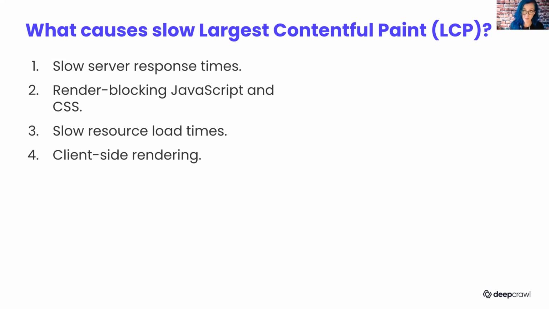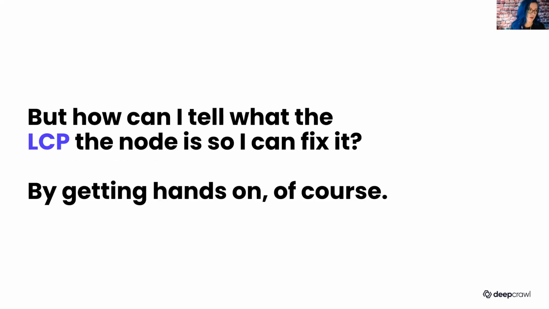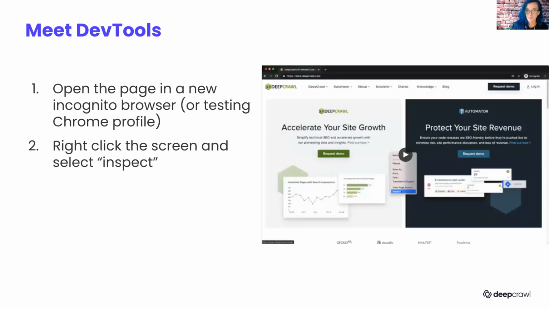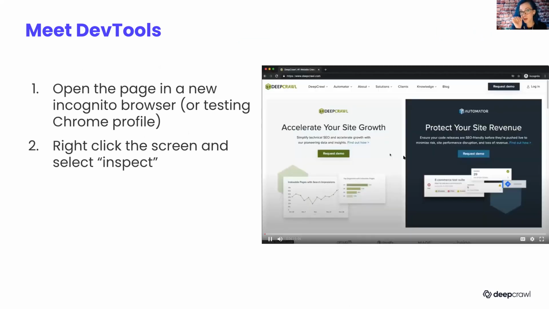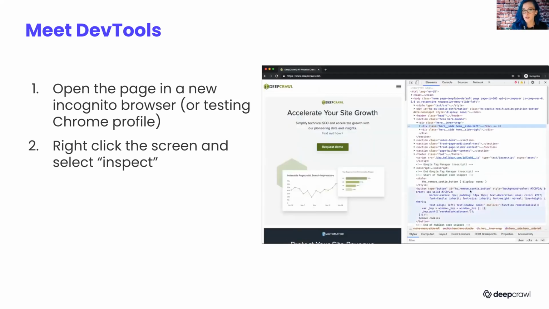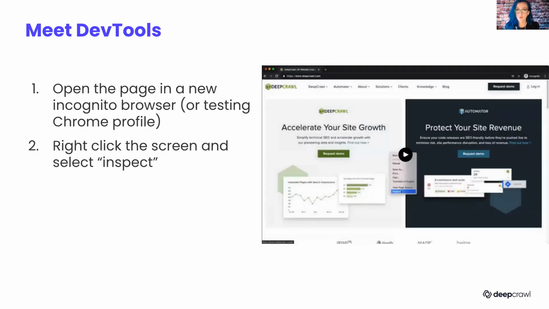So, there can be 4 reasons, and those are pretty big and ambiguous. How do you tell what the node is? And more importantly, how do you tell how to fix it? Well, meet DevTools. This lovely beastie is built into all of your Chrome browsers. You simply have to turn it on. And when we open a page, we can go ahead, right-click, inspect, and go into DevTools. It's important to do this in an incognito browser, or if you have a testing profile that you frequently dump the cache and cookies from, also your friend.